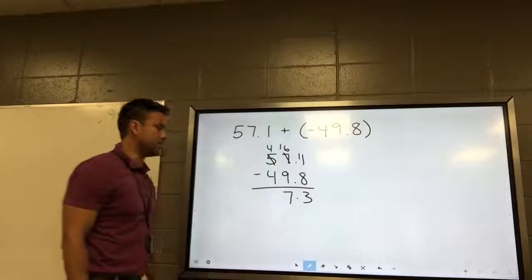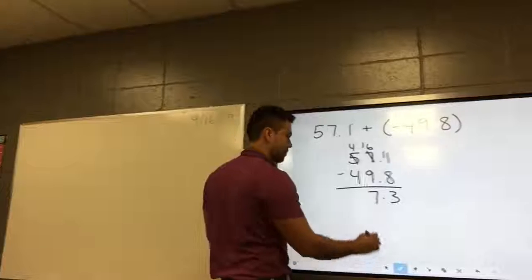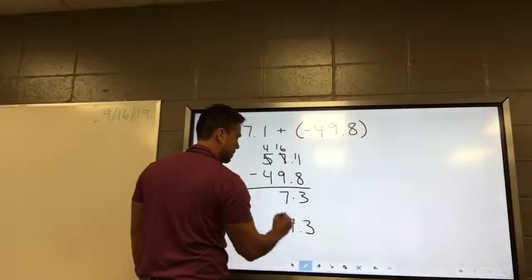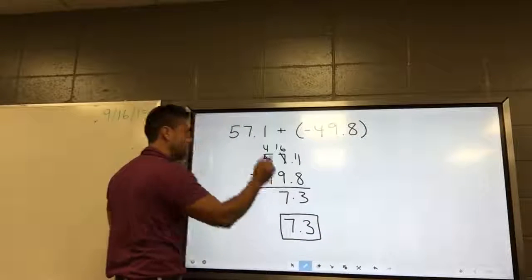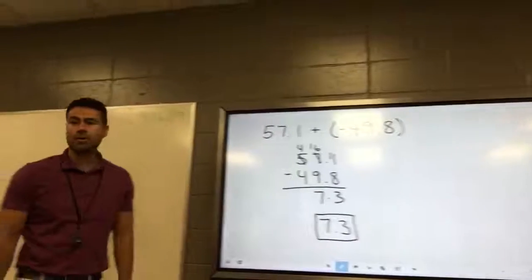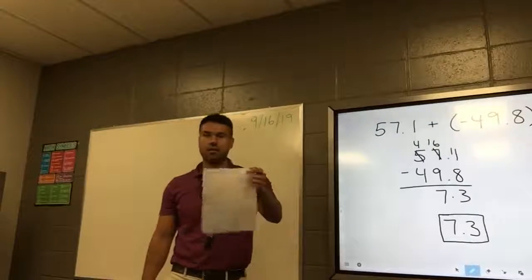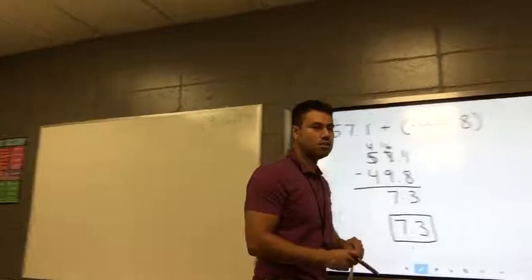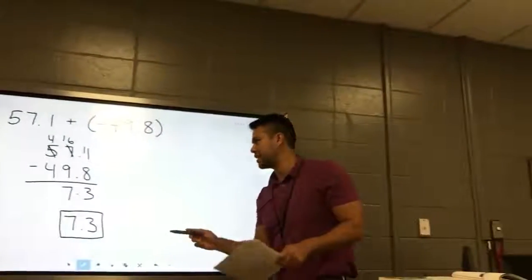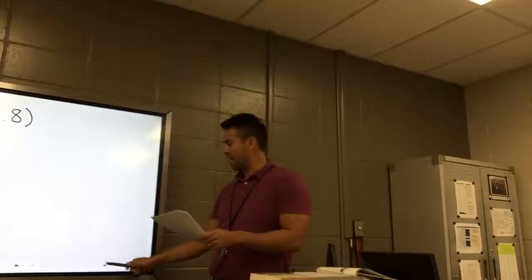And then is my answer going to be positive or negative? Positive, because the larger absolute value was positive. So it's got to be 7.3. Okay? So that's when adding two oppositely signed numbers. Yeah, oppositely signed. All right.